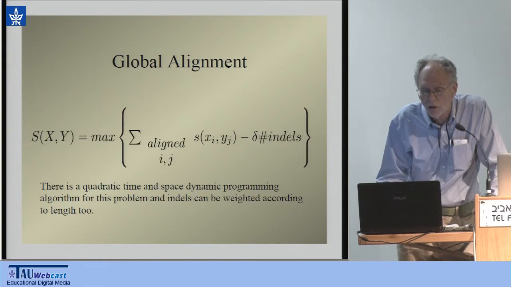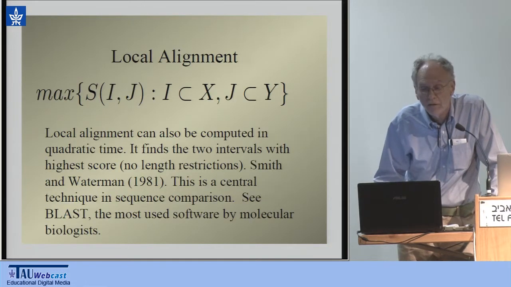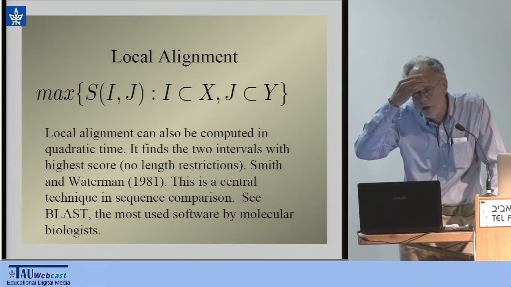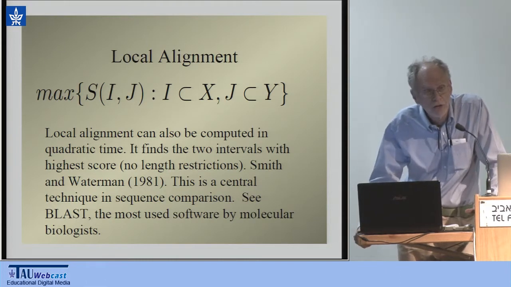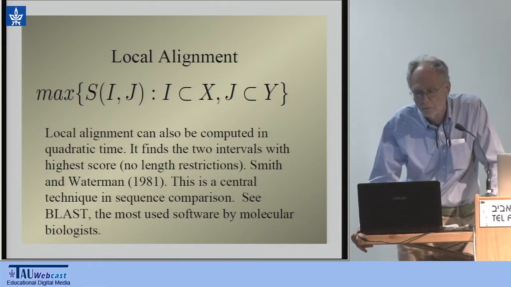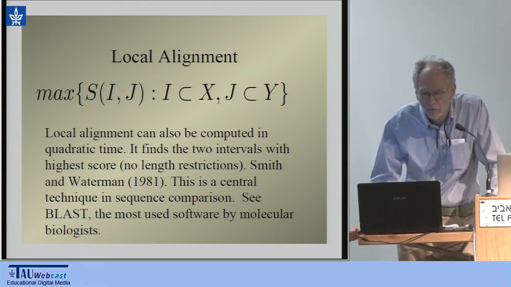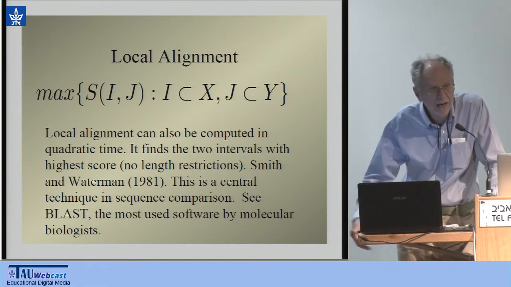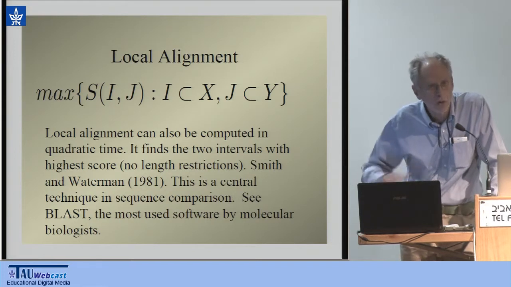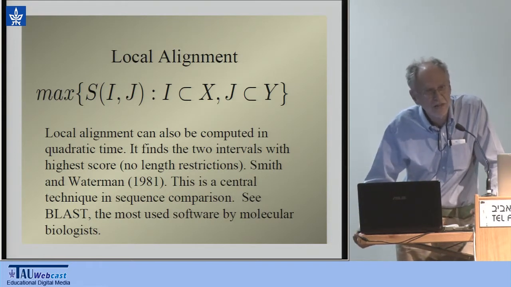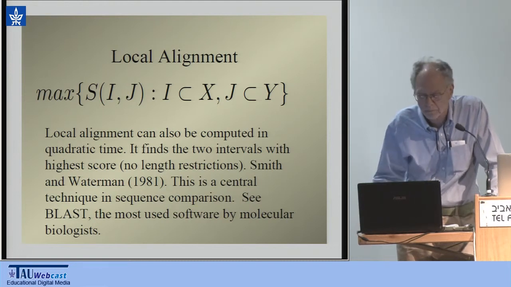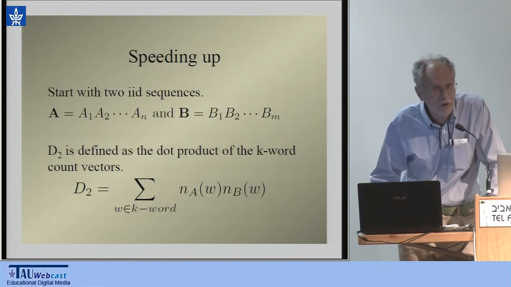For local alignment, essentially, the trick is that we're looking for the two intervals that have the maximal score. And my algorithm, Smith-Waterman, is quadratic time. And that's what BLAST wants to do when you run it. It's an incredibly sophisticated heuristic for this algorithm. Well, we can't keep on doing that.